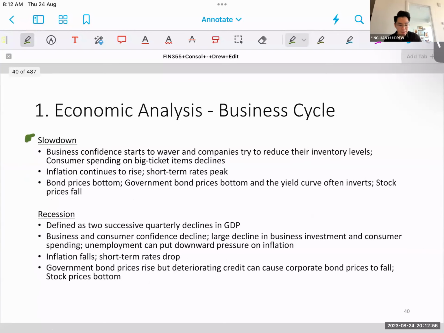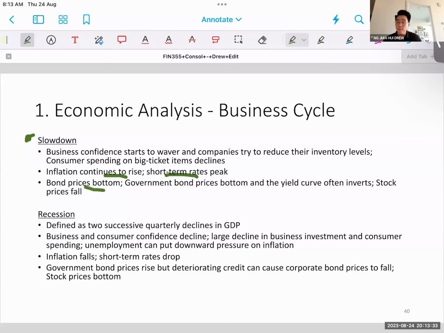So when a slowdown happens, I'd like to highlight that at the moment we can actually consider ourselves almost at a slowdown stage. So what happens in a slowdown? Let's have a look at it. Inflation continues to rise. We can see inflation rising, right? It has been rising since maybe just 6 months or 12 months ago. Short-term rate peaks. So we know that the peak of the short-term rates was somewhere early this year, right? So that's where our FD rates peaked. So okay, we might be slightly past the slowdown already.